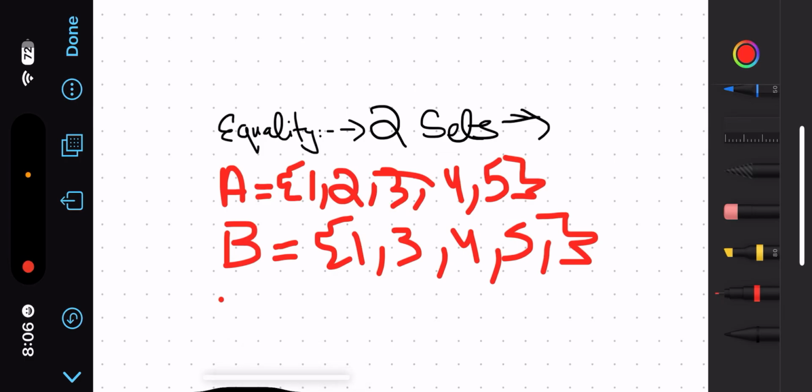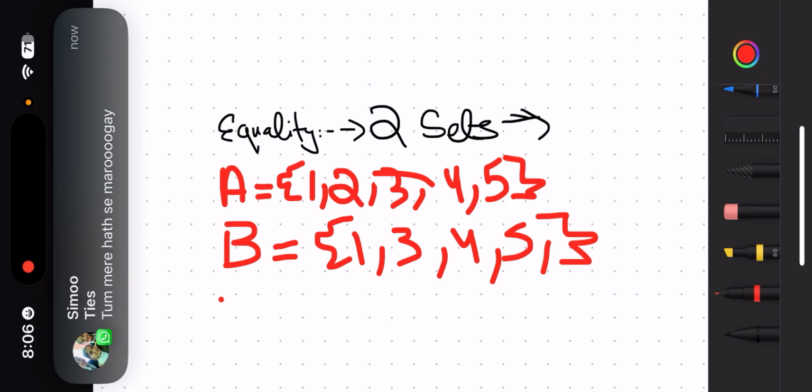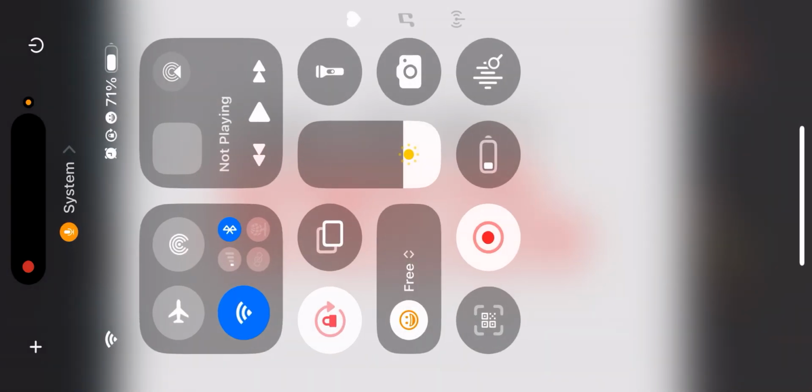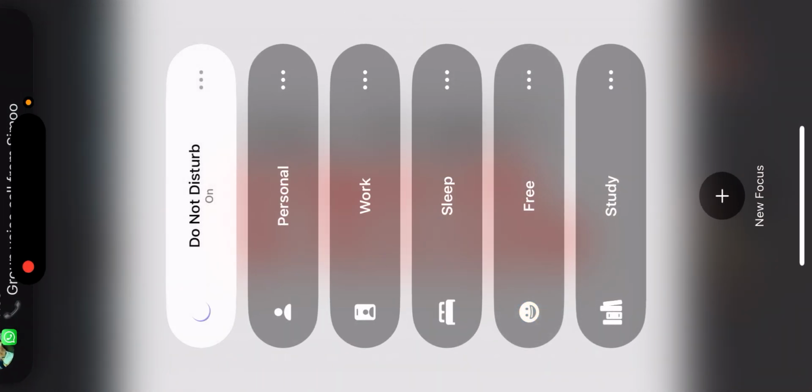Hello everyone, this is part 2 of set 1.2. Previously we have completed the forms of the set. There are 3 forms of the set: descriptive form, tabular form and set builder form. Now we will learn the other types of set.